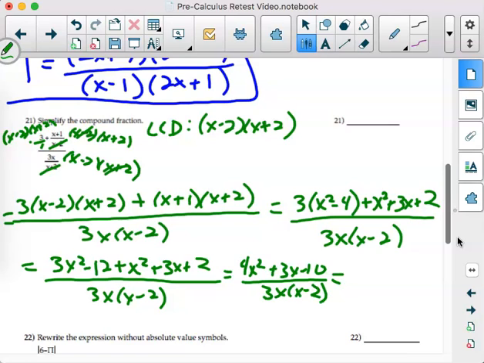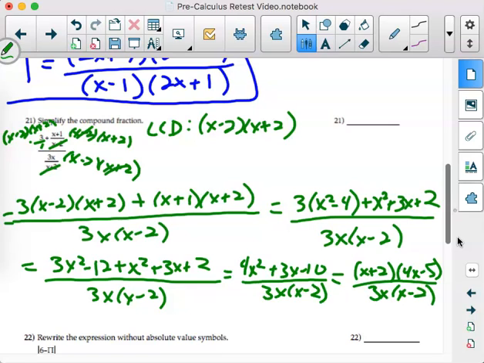And last but not least, I have to show that I knew that 4x squared plus 3x minus 10 was factorable. So this one takes a little bit of time to find, but it's the quantity x plus 2 times the quantity 4x minus 5, and that is all divided by 3x times the quantity x minus 2. Now, that shows that I knew 4x squared plus 3x minus 10 was factorable, but nothing cancels out.